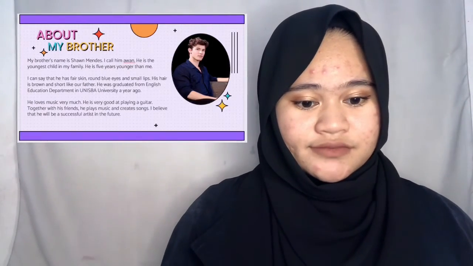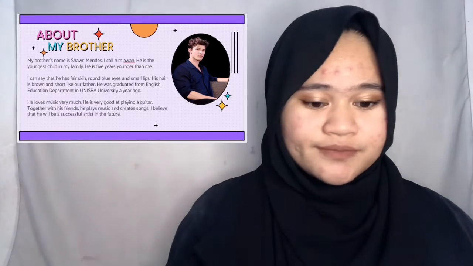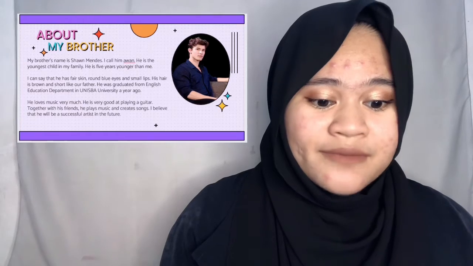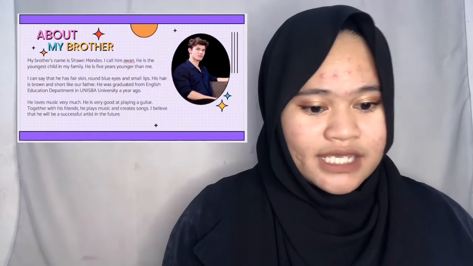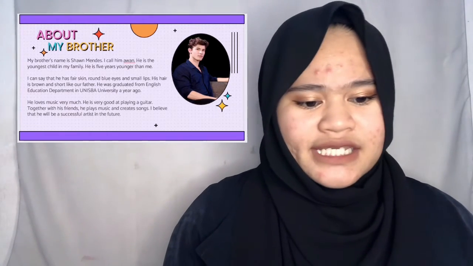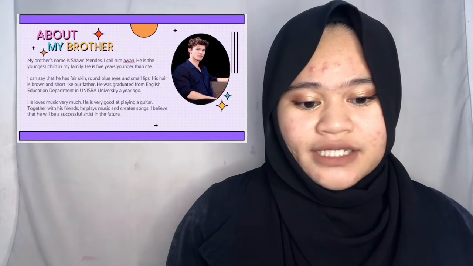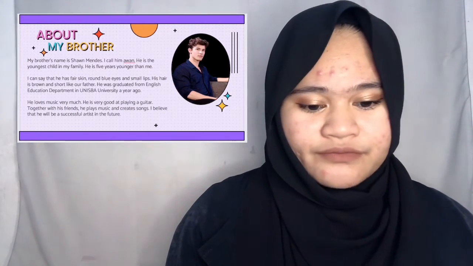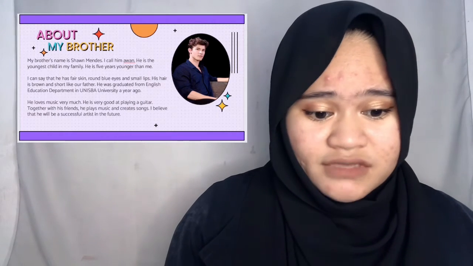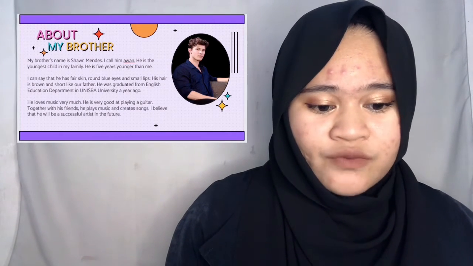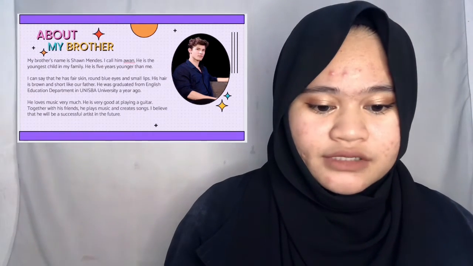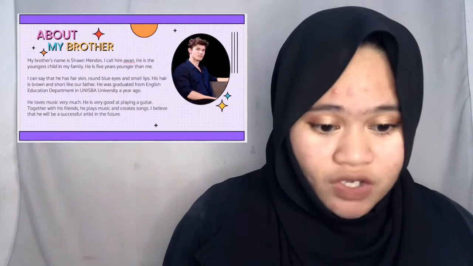The first one is about my brother. Let me read. My brother's name is Shawn Mendes. I call him Awan. He is the youngest child in my family. He is 5 years younger than me. I can say that he has fair skin, round blue eyes, and small lips. His hair is brown and short like our father's.